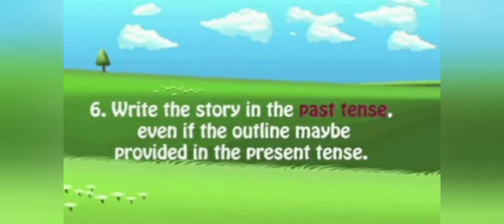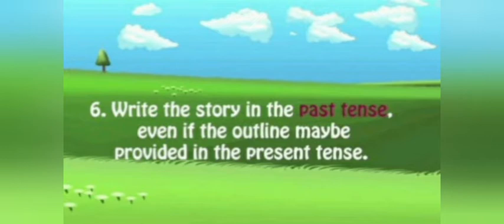Next, a very important point. Write the story in the past tense, even if the outline is provided in the present tense. Okay, it means you have to write the story in the past tense. Never use the future and present tense in the story. If the provided outlines are in the present tense, then we also have to use the past tense.